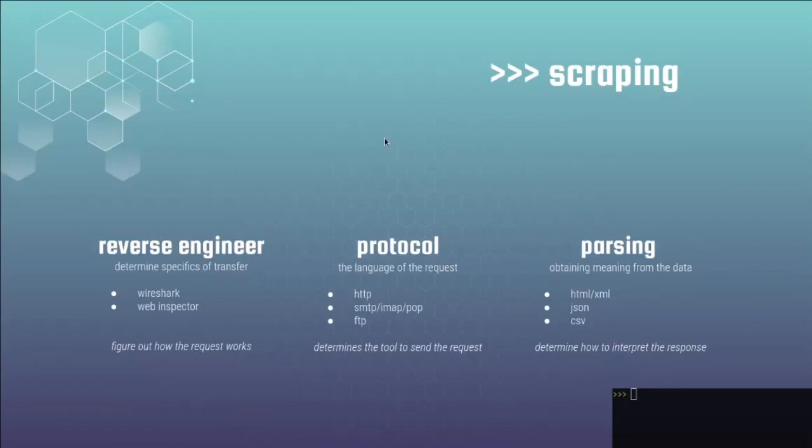Or sorry, scraping. So as I was saying, scraping is the process of finding data, figuring out how to send a request. Then you need to figure out how to handle that request. So you're going to look at the protocol. If you're doing HTTP, you're going to use a certain library to code the request. SMTP, IMAP, FTP, these are all different protocols. And that'll define how you send the request. It'll determine the tool that you use to send your request.